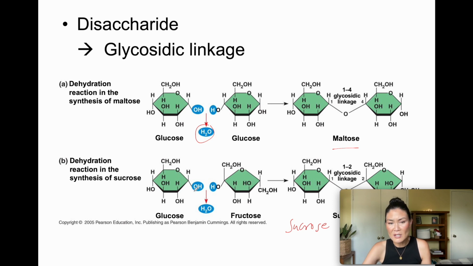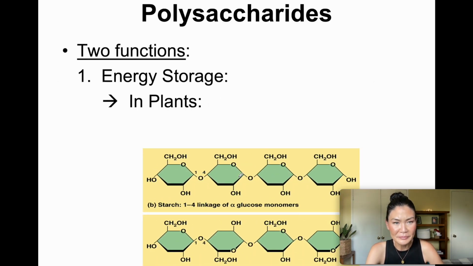You mix it with your tea, coffee, you bake with it, and it's made from glucose and fructose. When glucose and fructose come together by dehydration synthesis, water is removed, and they form a glycosidic bond. Okay? So then poly, right? Poly means many, saccharide means sugar. And so there are two main functions or purposes of polysaccharides.